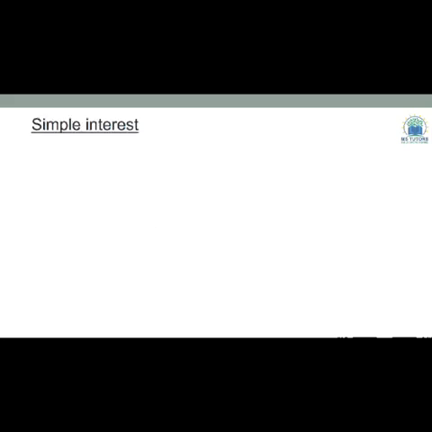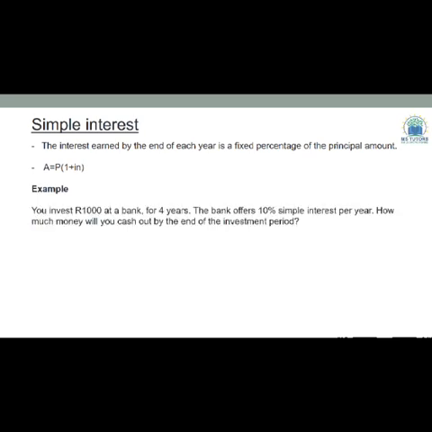Now with simple interest, the interest that you're earning at the end of each year is a fixed percentage of the principal amount. So as you have already seen, the formula for simple interest is A equals P into (1 plus I multiplied by N). And so let's look at this example of simple interest.